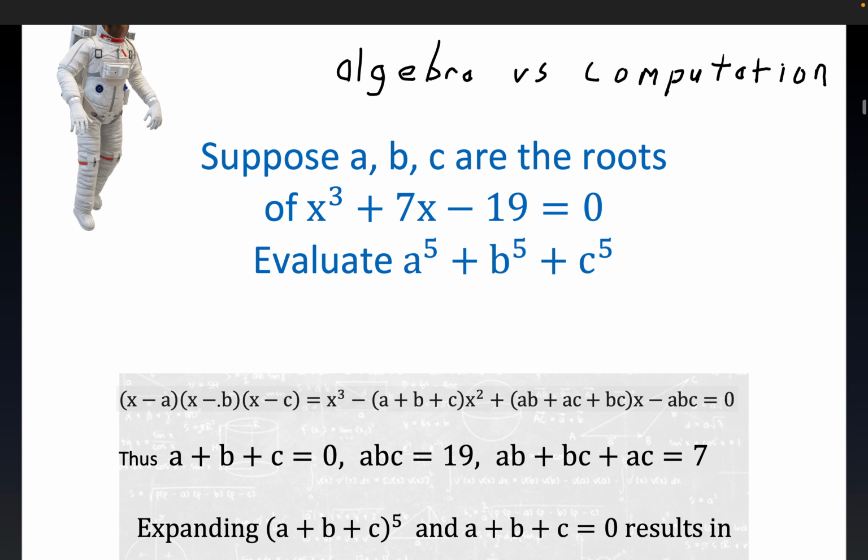One thing that's super important here is to find out that these zeros appear as coefficients in the polynomial. In other words, the negative sum of the roots appears in front of x squared. Their products, the pairwise products summed, end up as the coefficient of x. And finally, the negative product of the roots appears as the constant term. So this is very, very important.